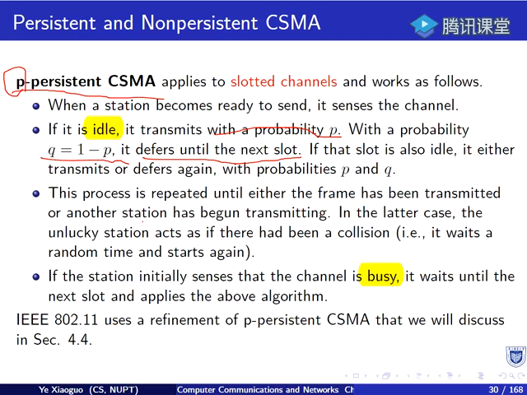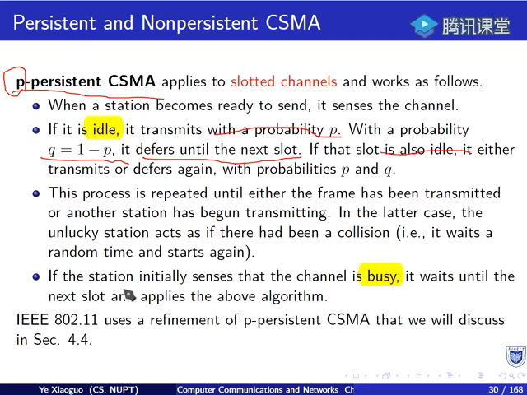If that slot is also idle, it either transmits or defers again, delayed to the next slot, with probabilities P and Q respectively. This process is repeated until either the frame has been transmitted or another station has begun transmitting. In the latter case, the unlucky station acts as if there had been a collision. For example, it waits a random time and starts again.